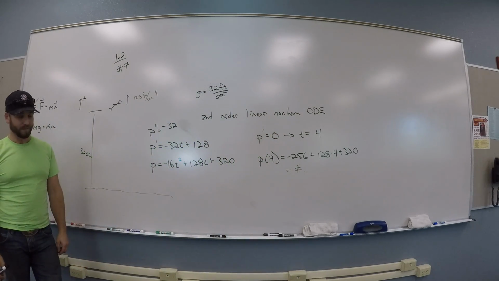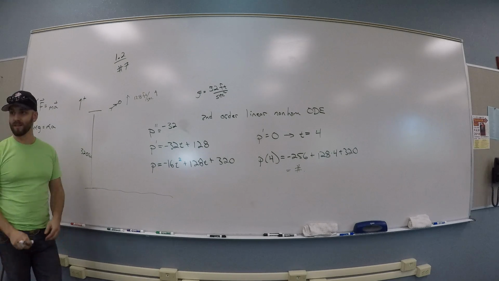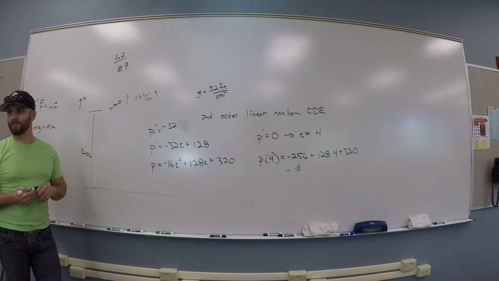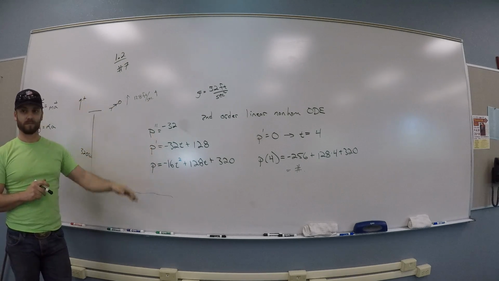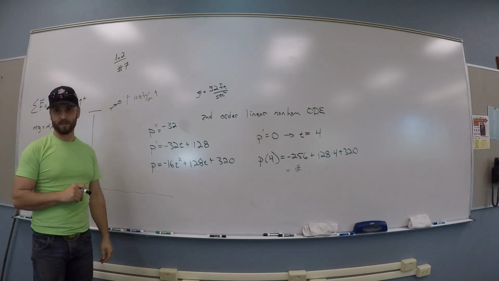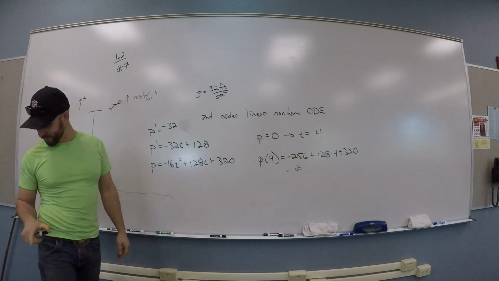No, that's dumb. The b over 2a is just 256. Boom, done. 256 plus 320 is 576. That's the answer. Equals whatever. I wasn't even paying attention.